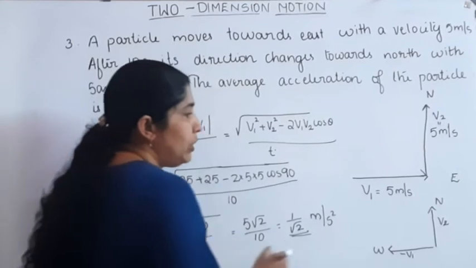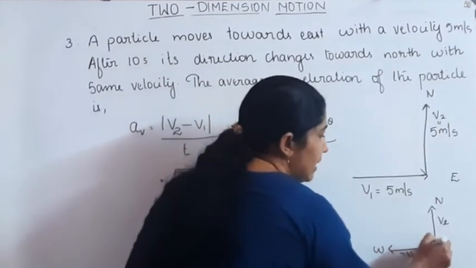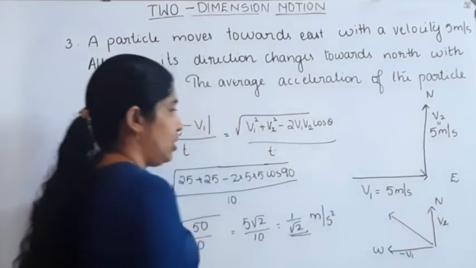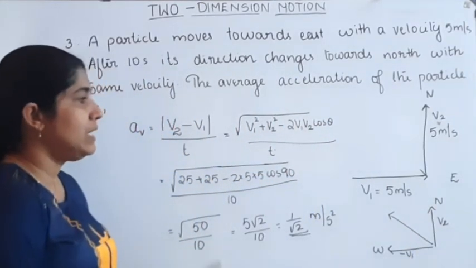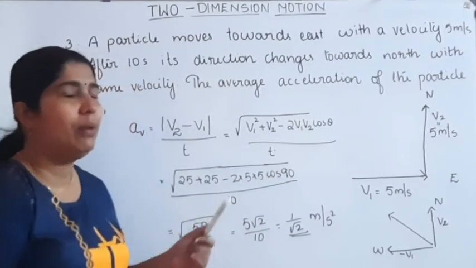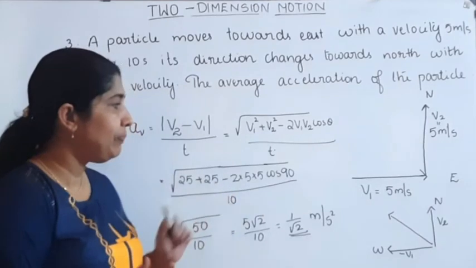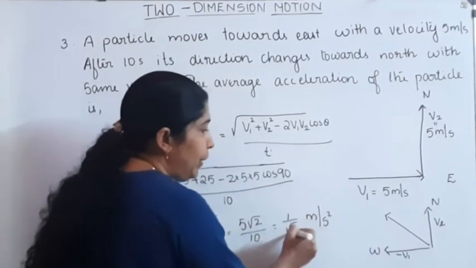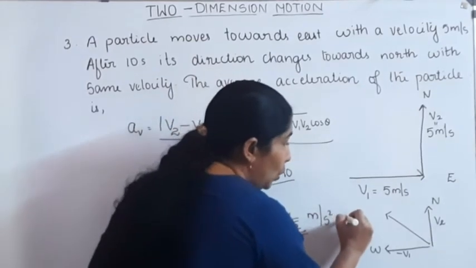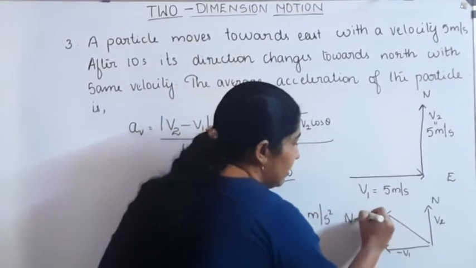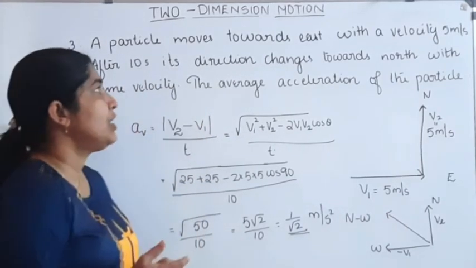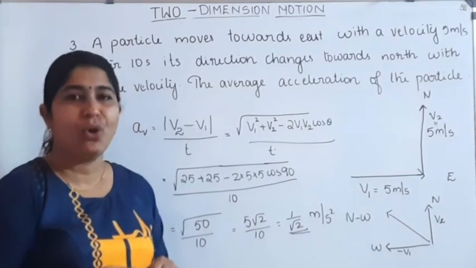Then what about the direction of the resultant velocity? The resultant velocity is in the northwest direction, according to the parallelogram law of vector addition. So we can write 1 by root 2 meter per second square in the northwest direction. Northwest direction is the direction of average acceleration of the particle.